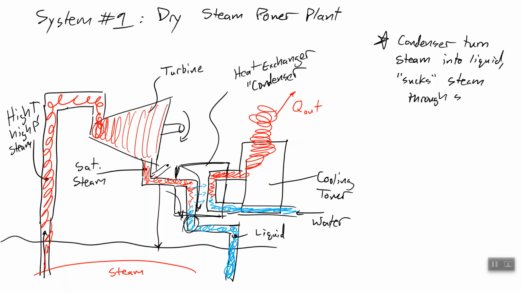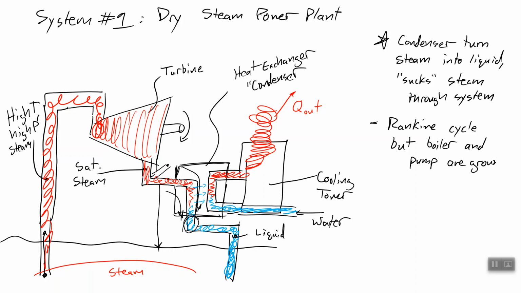We don't need to pump this thing because there's already highly pressurized liquid here, right? So we don't need a pump. We also don't need a boiler. So this is just like the Rankine cycle, but both the boiler and the pump are the ground. So the ground, the earth, does the job of both adding heat and compressing our liquid into either a vapor or a compressed liquid.